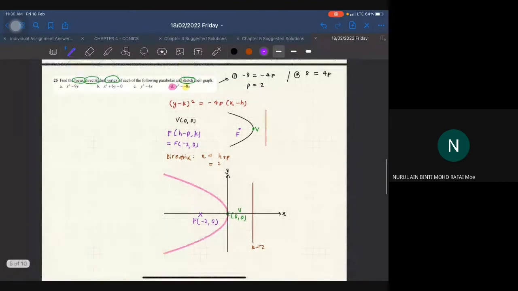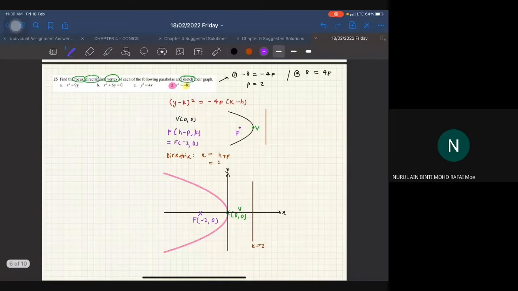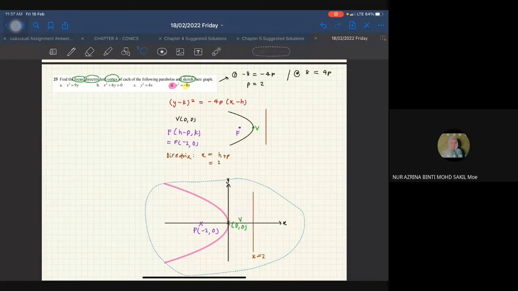Okay, so this is how your graph will look like. Okay. Sama tak graf awak dengan graf saya? Sama. Okay, good. Good job. Alright. Okay, so settle nombor 25.